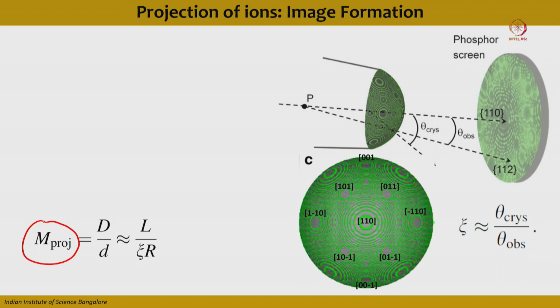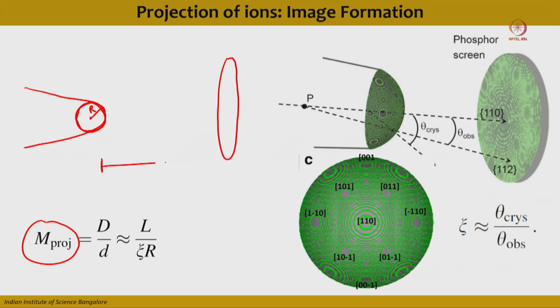So now you have a tip surface, and assume that at the surface it is usually like a sphere, and this is the central point, and it has some radius of curvature r. Now you are applying a field, and this is your phosphor screen, and the distance between the tip surface and the phosphor screen we assume as L. Now you are applying a very high positive potential. So what will happen is that the gaseous atoms present at the tip surface get ionized.